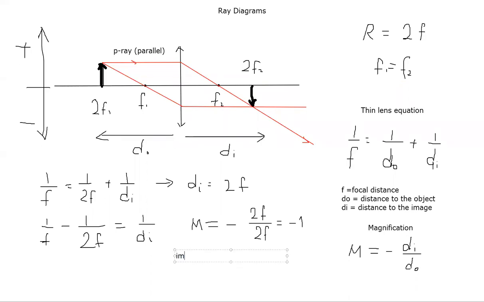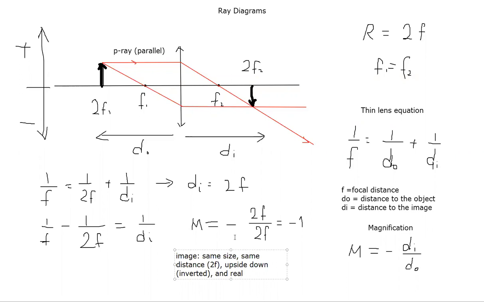So we can describe the image as same size, same distance, just 2f. This is specific for this situation, okay? It's not always the same thing. Same distance, same size, and it's upside down. Upside down. People use another word, inverted. Inverted. And it's also real.